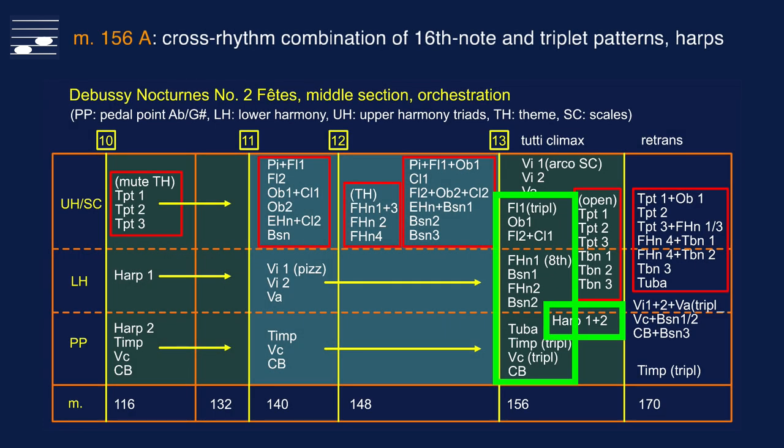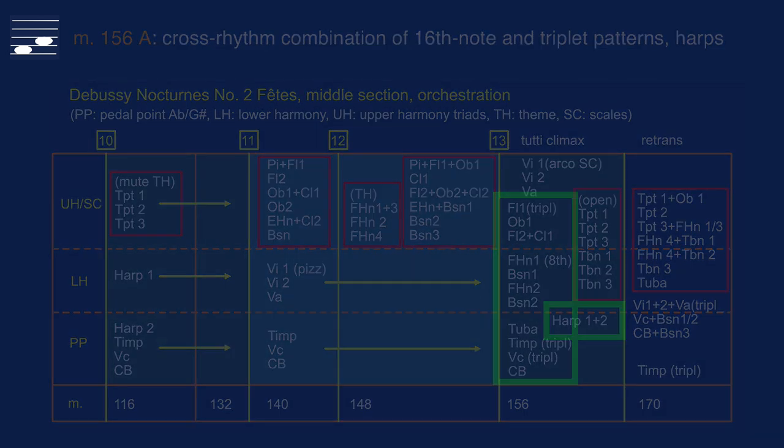The combination of these two background elements yields cross rhythm. In addition, the harps return with strong plucked chords at the beginning of each fourth measure. In the forte tutti setting, these will hardly be noticed.